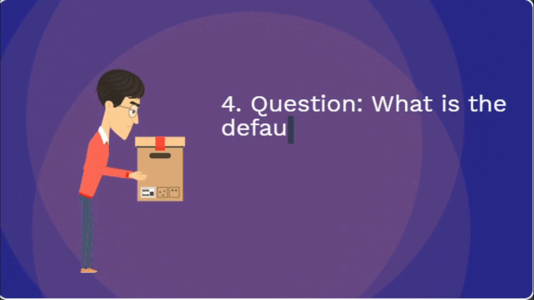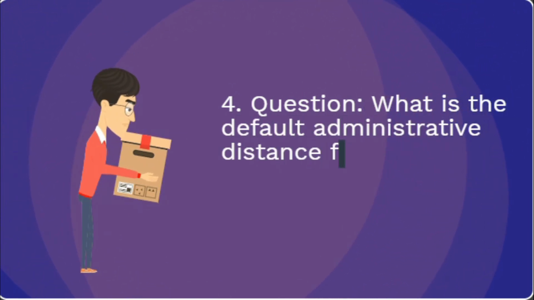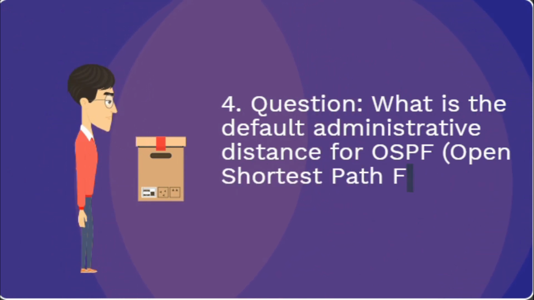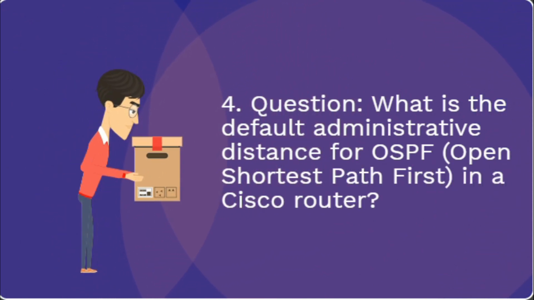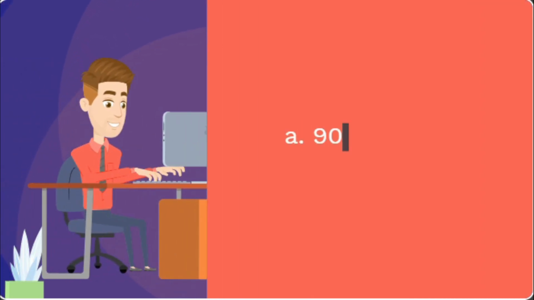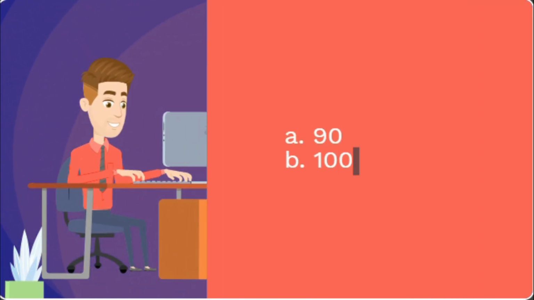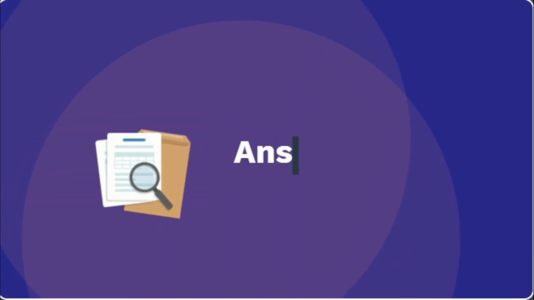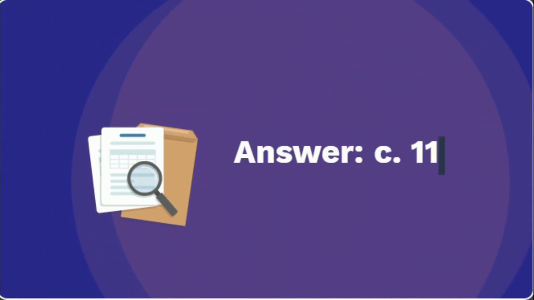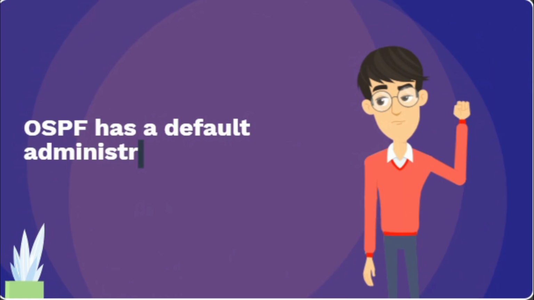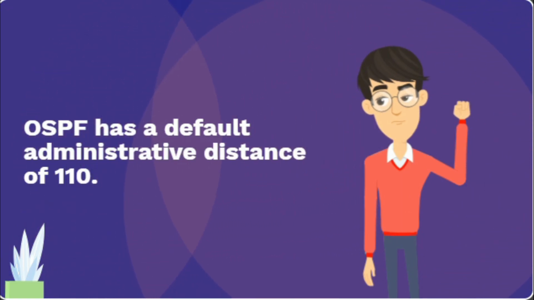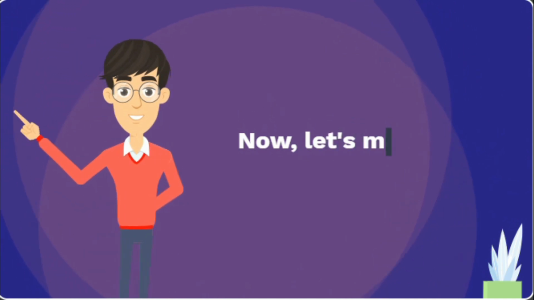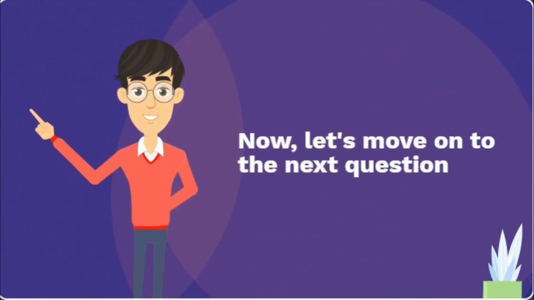4. Question: What is the default administrative distance for OSPF, Open Shortest Path First, in a Cisco router? A. 90 B. 100 C. 110 D. 120. Answer: C. 110. OSPF has a default administrative distance of 110. Now, let's move on to the next question.